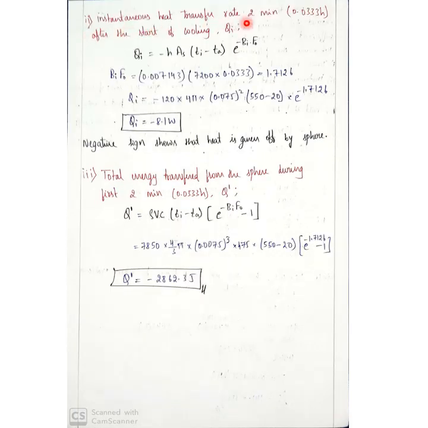The instantaneous heat transfer rate 2 minutes after the start of cooling, converted into hours. You know the instantaneous heat transfer formula, that is hA delta T, just multiply it with e power minus Bi into Fo. The Fourier number is 7200 into tau, but here we need to take tau as 0.0333 hours. Convert into hours and substitute it.